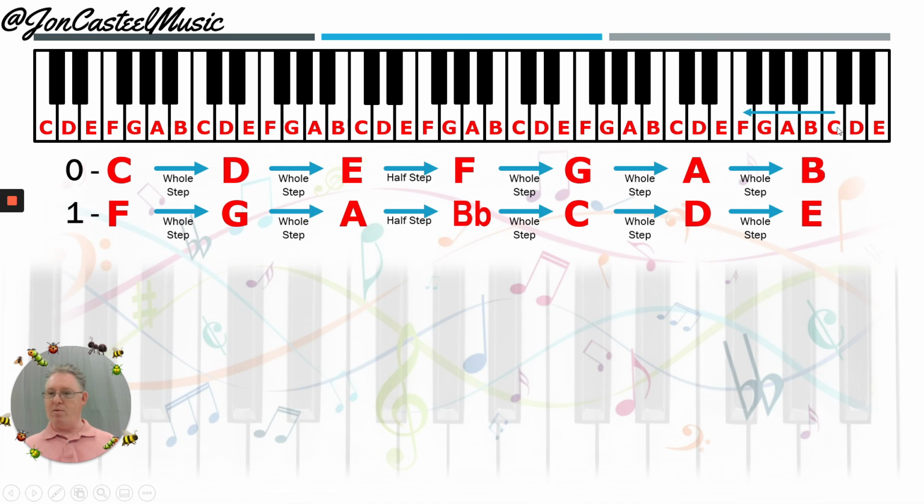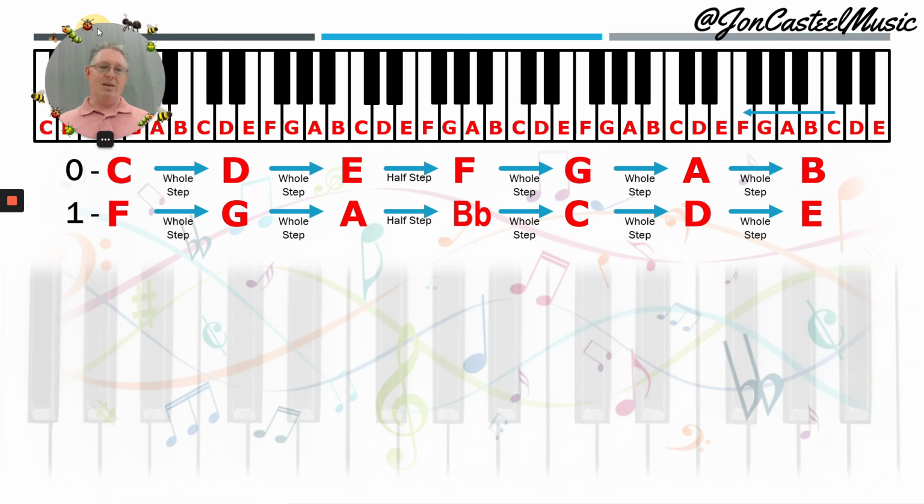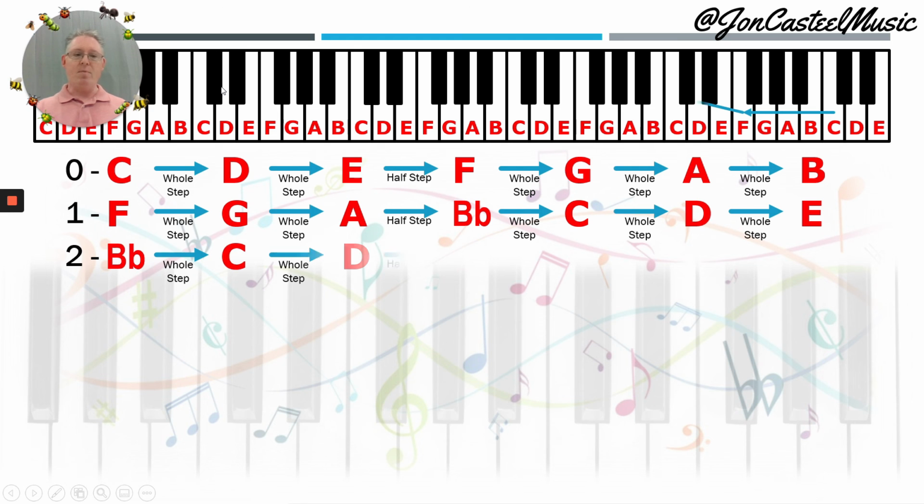Once we go a fifth down from F, we're going to go a whole step back up the keyboard. So a whole step from F is going to be G, a whole step from G is going to be A, a half step from A is going to be B flat. We're not going to call it A sharp because we're dealing with flats in this case. A whole step from B flat is going to be C, then from C to D and D to E. There's where we get our one flat in the key of F.